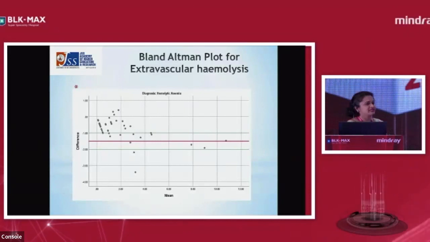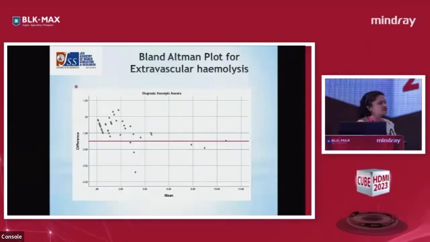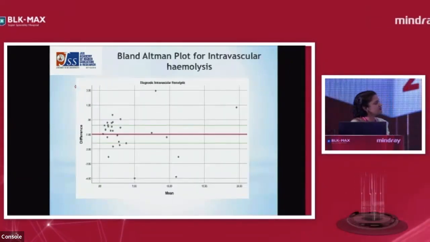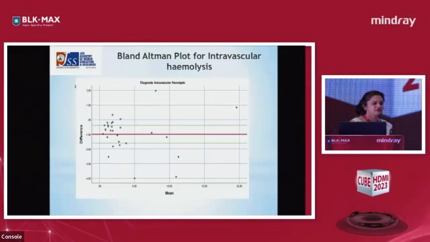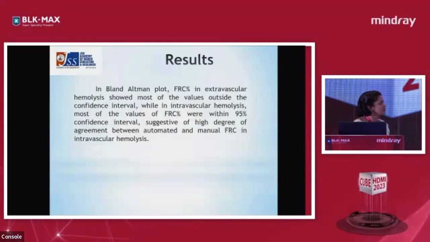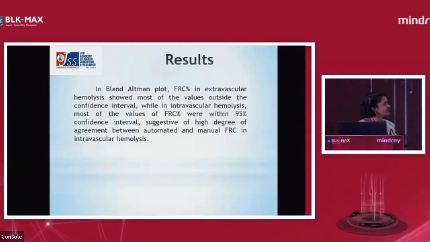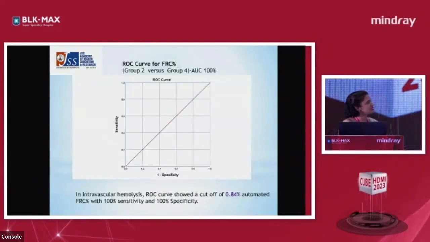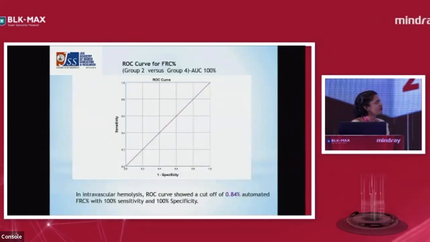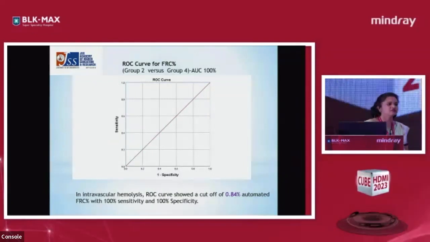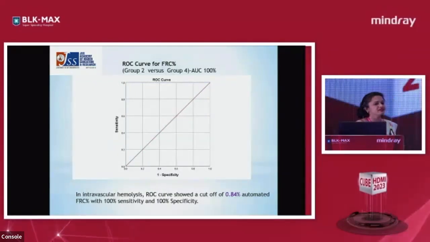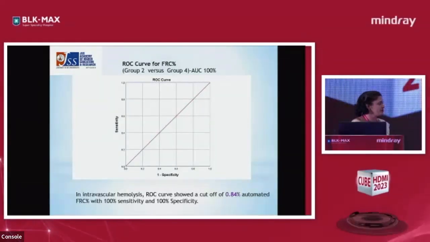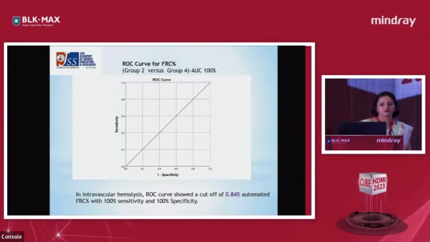The Bland-Altman plot for extravascular hemolysis shows most of the values outside the 95% confidence interval, whereas in intravascular hemolysis we can see most of the values are within the 95% confidence interval. So this suggests a high degree of agreement between the automated and manual FRC in intravascular hemolysis, and this is the ROC curve generated for group 2, that is intravascular hemolysis versus the normal group, where the area under curve is 100% with 100% sensitivity and specificity with a cutoff FRC percentage of 0.84%.